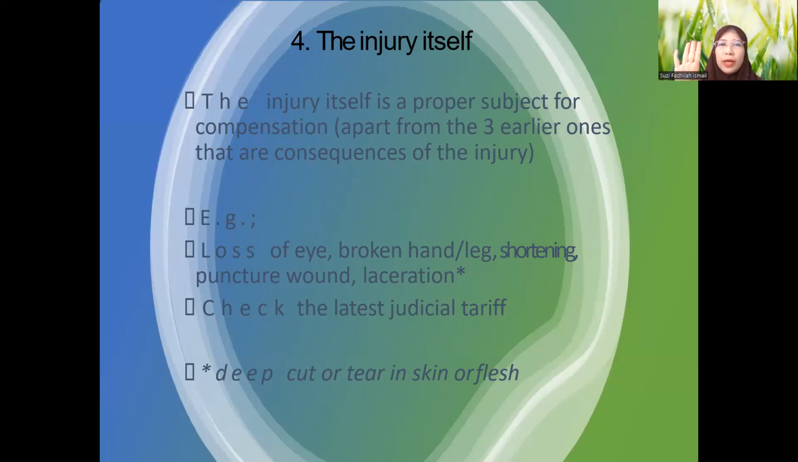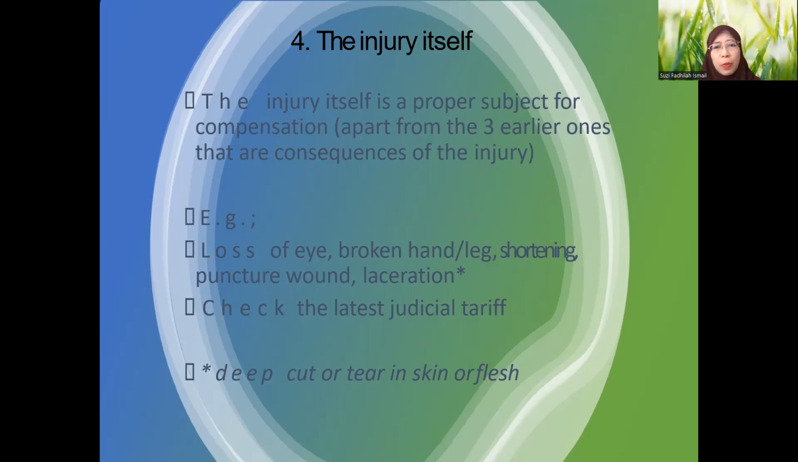Now the fourth category under general damages is the injury itself. I mean, for example, a cut in the hand, or the hand is injured, injury in the fingers. This is what we mean by injury itself. Pain and suffering refers to the feeling, the pain that the plaintiff suffers. But injury itself is with regard to the limb.